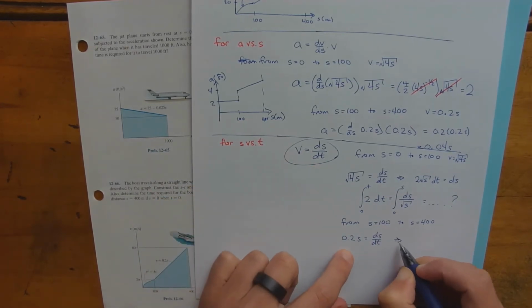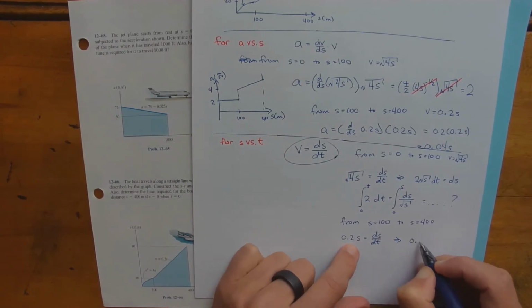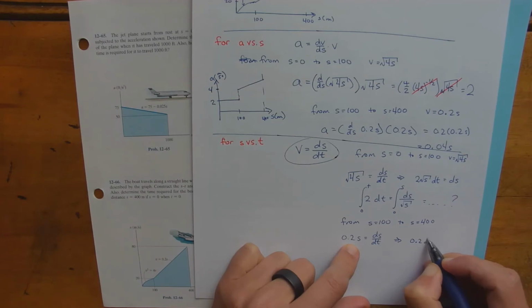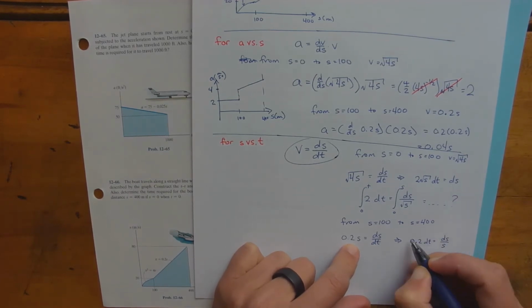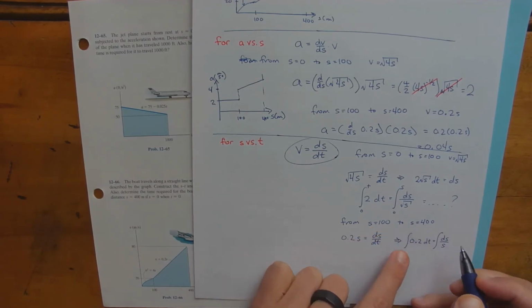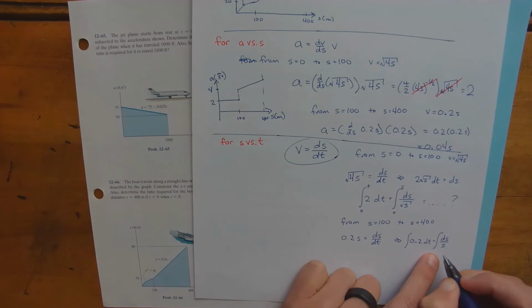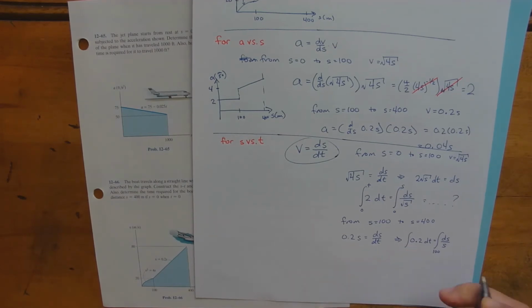We're going to flip things around like we did up here. Bring the s over to the one side, bring the dt over to the other side. So now we have 0.2 dt and ds over s. We're going to integrate. But now we're going from 100 to 400, so our upper limit of integration for position is 400. I need the lower limit for the time over here.